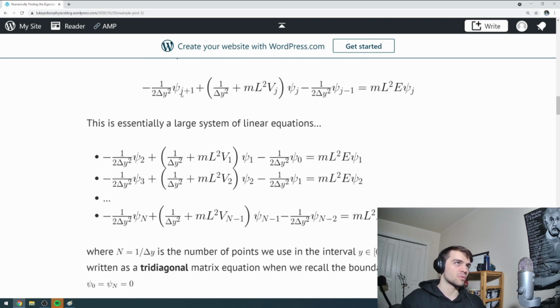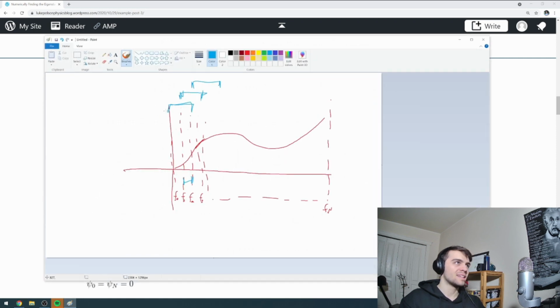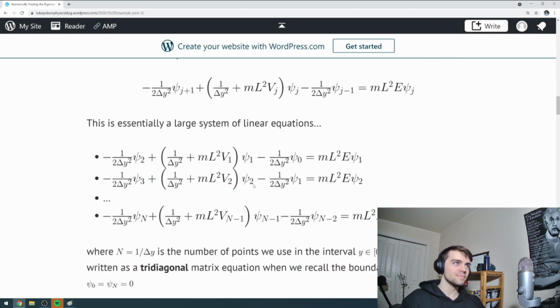I can plug in j is equal to 1. And then I get psi 2, psi 0 is equal to E times psi 1. That is an equation that tells us about this first blue gap here. It just tells us something about these 3 points. Then there's another equation that tells us about these 3 points. And there's another equation that tells us about these 3 points, all the way up to an equation that tells us about these 3 points. And they're all kind of overlapping here.